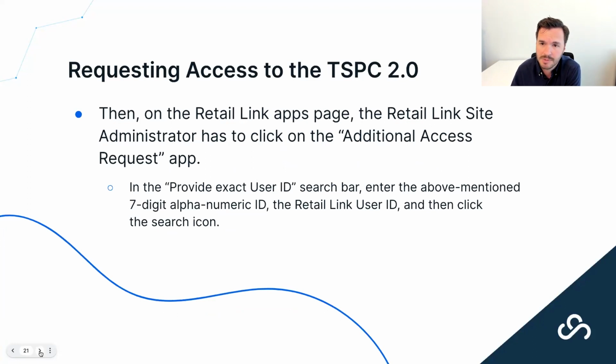So on the Retail Link apps page, the site administrator has to click on the Additional Access Request app. And then you have to provide the exact user ID in the search bar, enter the above mentioned 7-digit alphanumeric ID number, the Retail Link user ID, and then click the search icon. So that's what your administrator needs to do there.